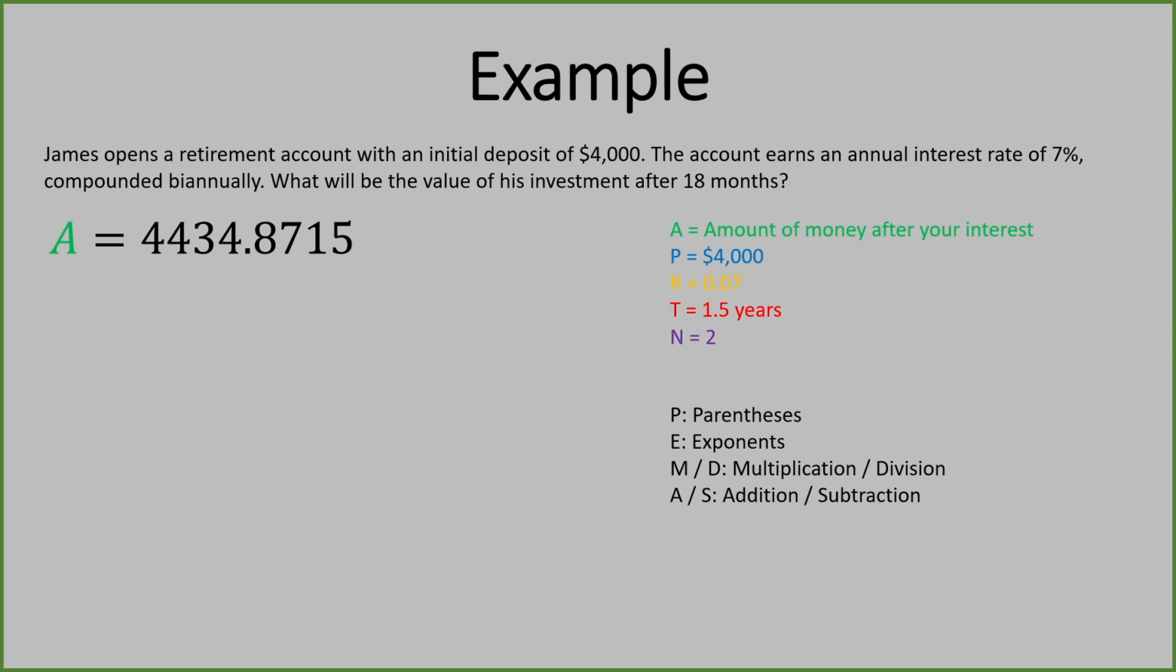4,434.8715. Now, money usually only has 2 values after the decimal point, so let's round to the nearest 2 decimal places, highlighted in yellow. The 1 following the 7 makes the 7 stay the same, which means that our answer is $4,434.87. That's the amount of money James will have after his interest, making his investment grow. And that's our final answer.